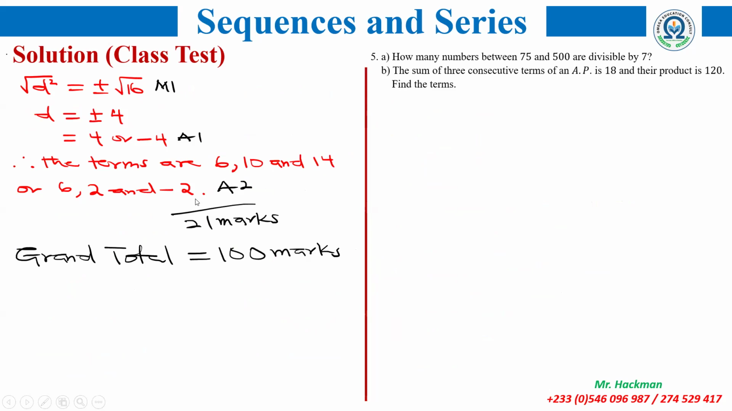The first one, is it 6, 10, and 14? Yes. 14 times 10 will give you 140, times 6 is not 120. So it means the sequence is not making sense. Yeah, but I had the sequence to be 10, 6, and 2. Yes, sir.